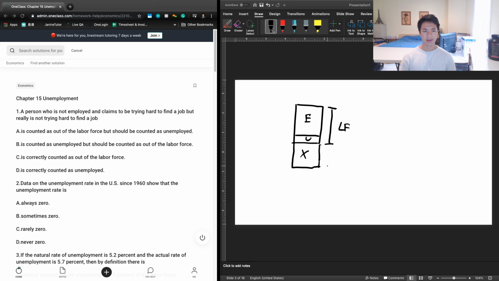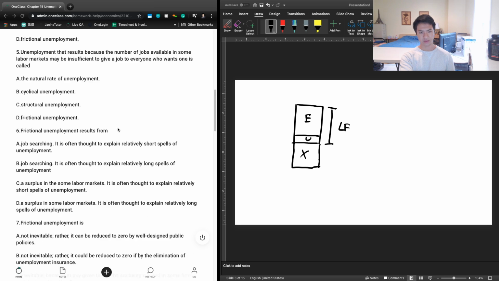So that would be closest to answer choice B. This person is counted as unemployed but should be counted as out of the labor force. And so hopefully that thought process makes sense. And let's take a look at what answer the previous tutor gave.